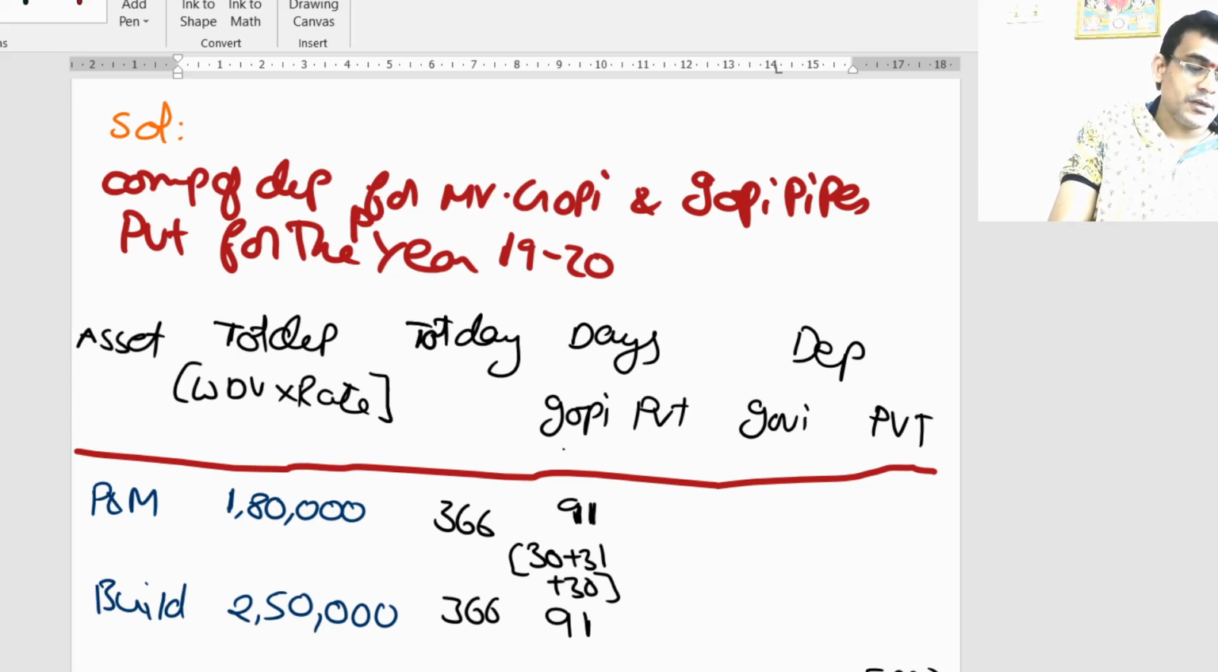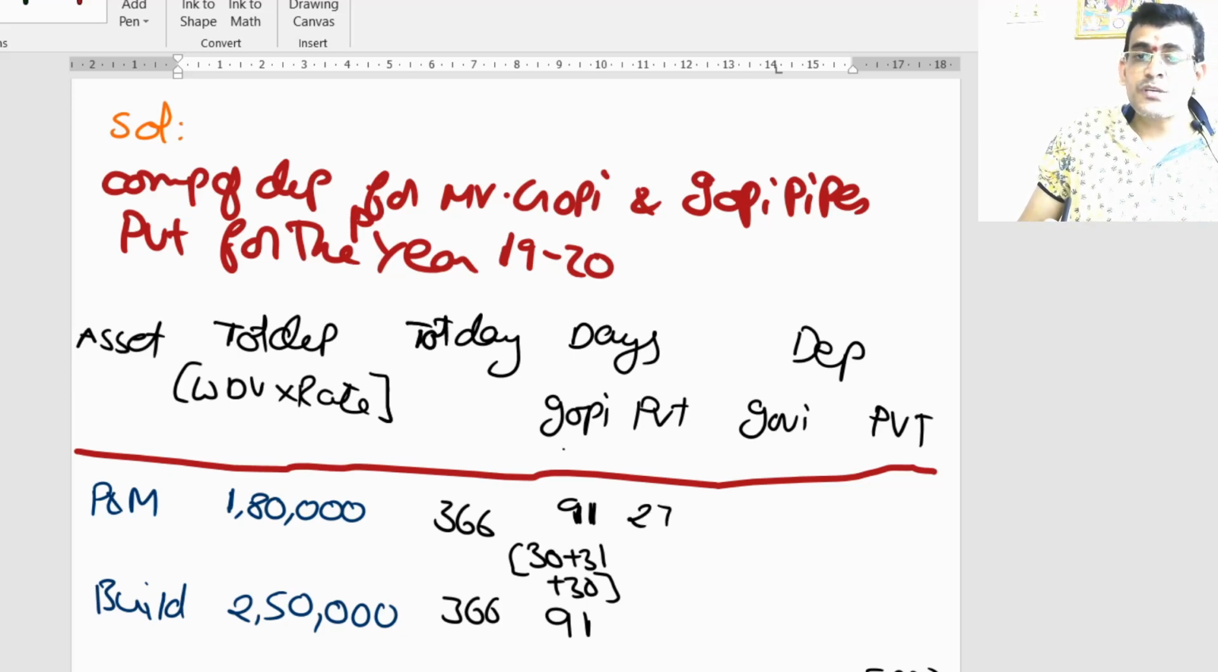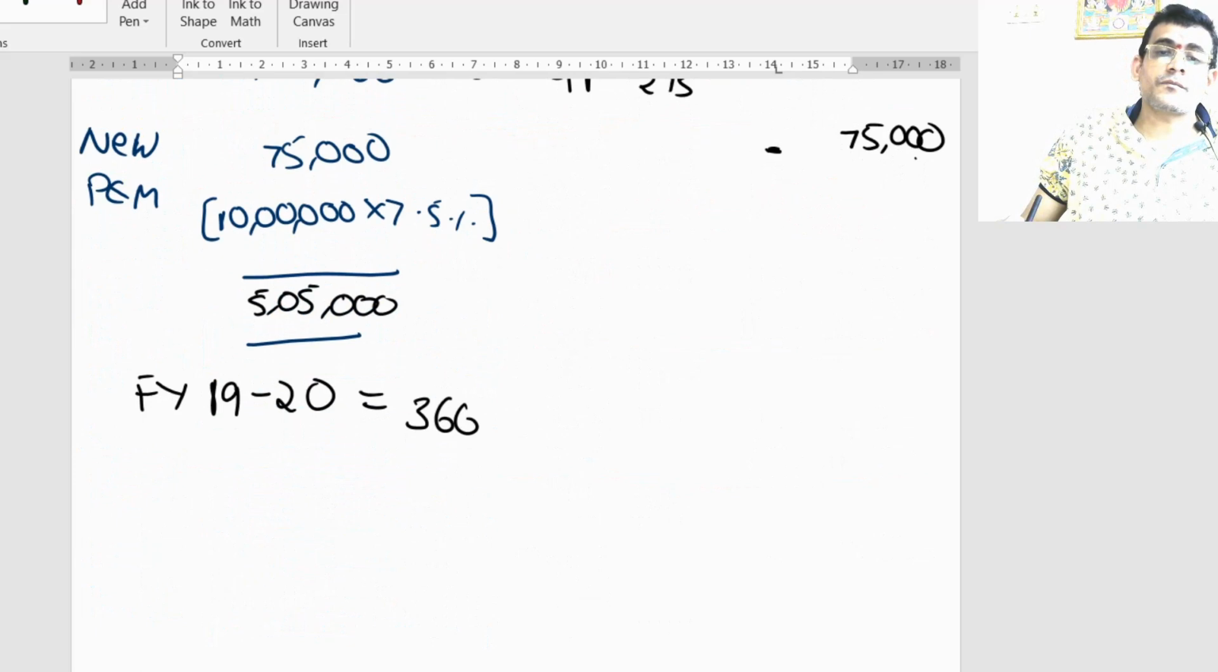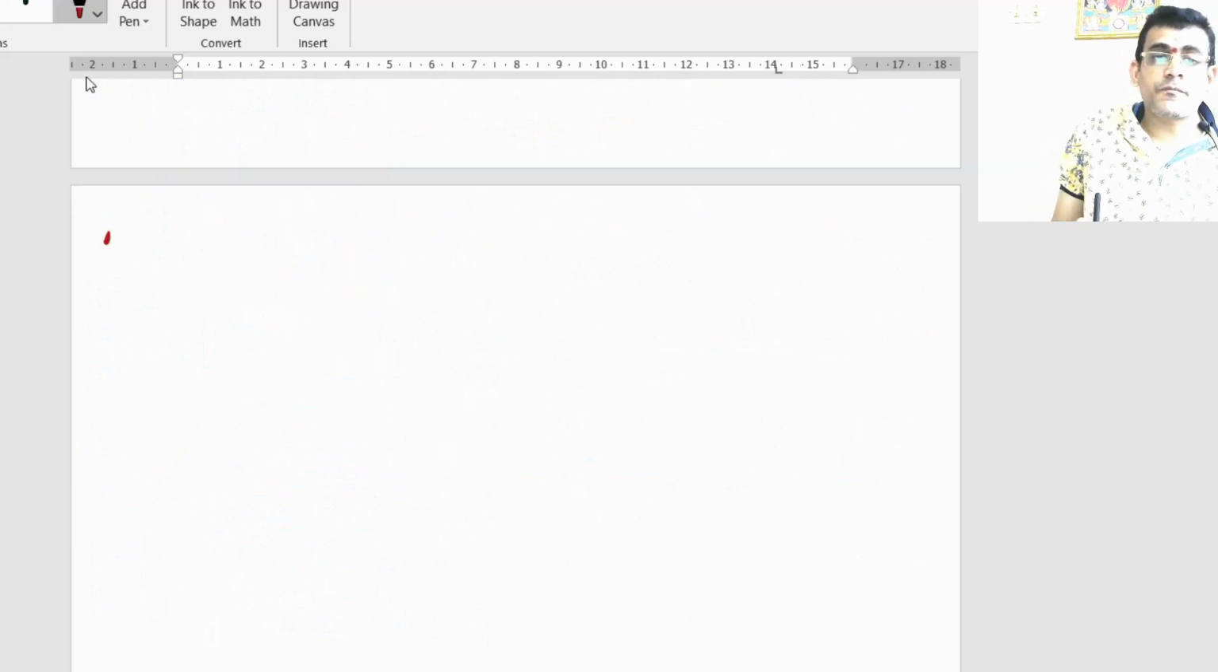So now if I come here, of 366 days, 91 days was used by Gopi, and 275 days were used by Gopi Pipes Private Limited. Now what I need to do, I need to apportion this 1,80,000 in terms of 91:275 ratio. I need to apportion that to Gopi as well as Gopi Pipes Private Limited. So what we will do, let us put this as a part of your working note number 1. There we will calculate and we will bring it to here. Now let us move on to your working note number 1.